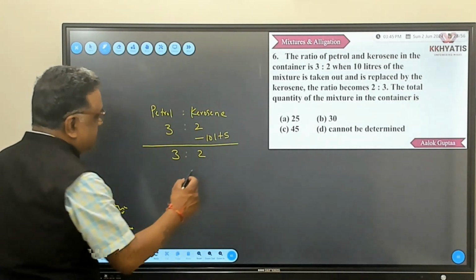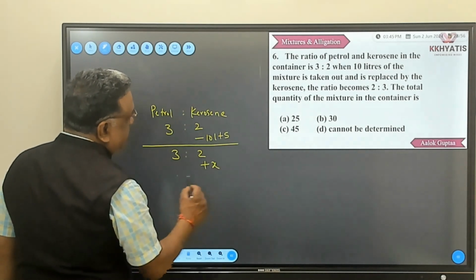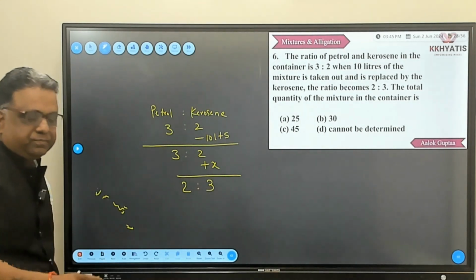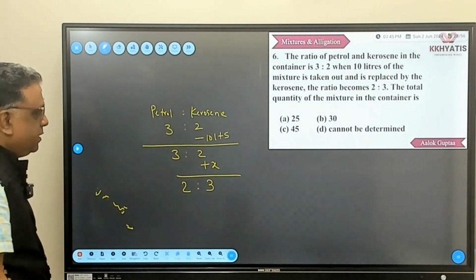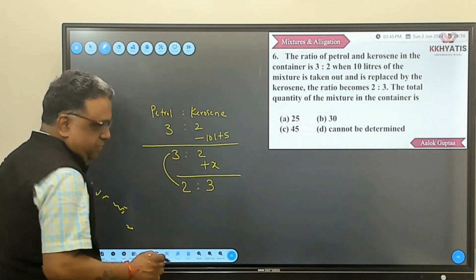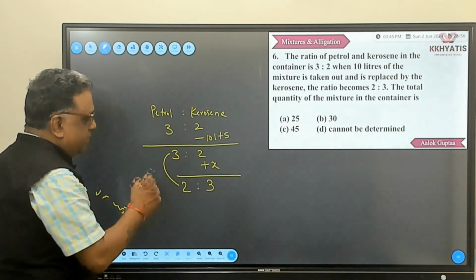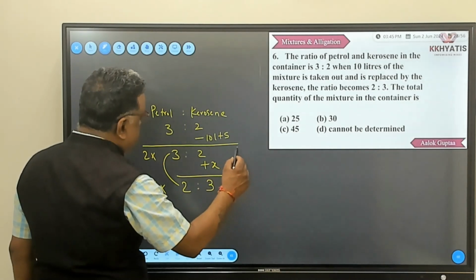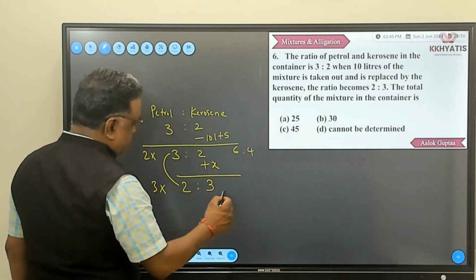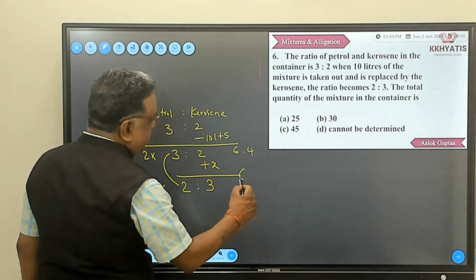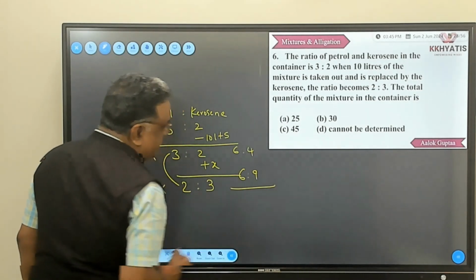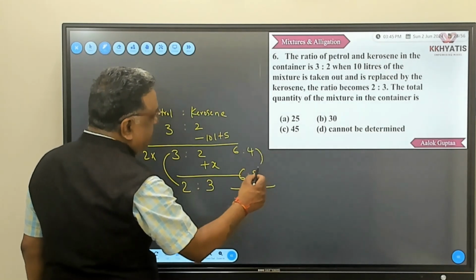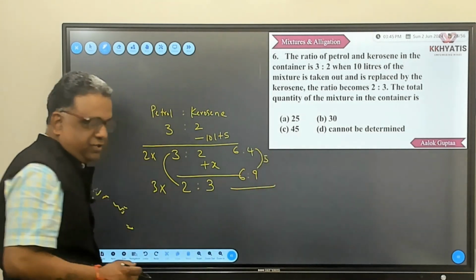Now I am adding some kerosene to it. And the ratio becomes 2:3. Correct? I have not touched petrol, which means petrol should remain the same. So I will multiply this by 2 and this by 3. So this ratio will become 6:4 and this will become 6:9. Correct? Which means how much kerosene I have added? I have added 5 in terms of ratio.